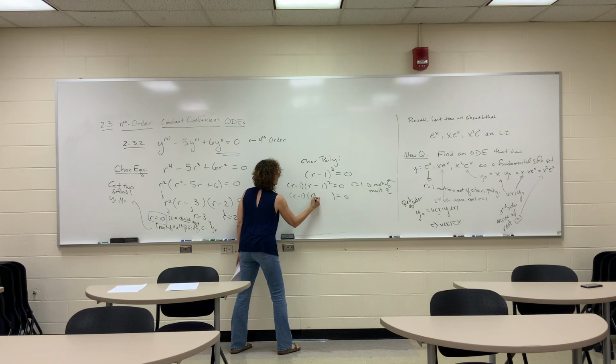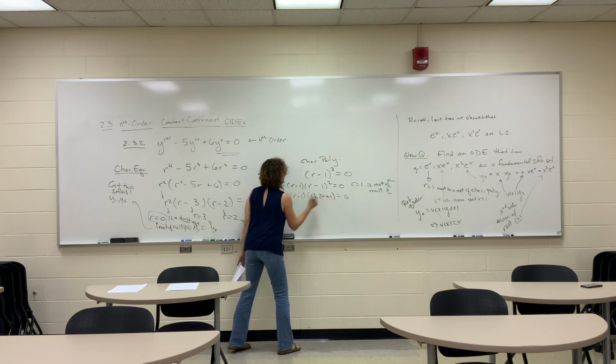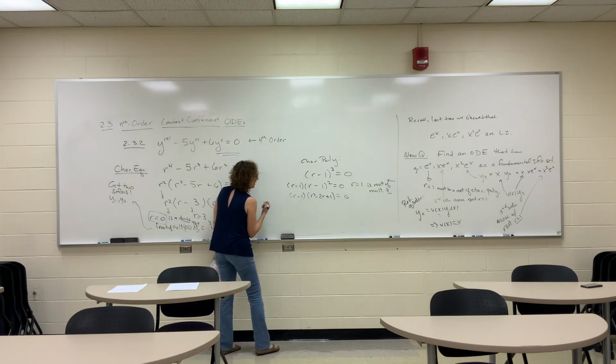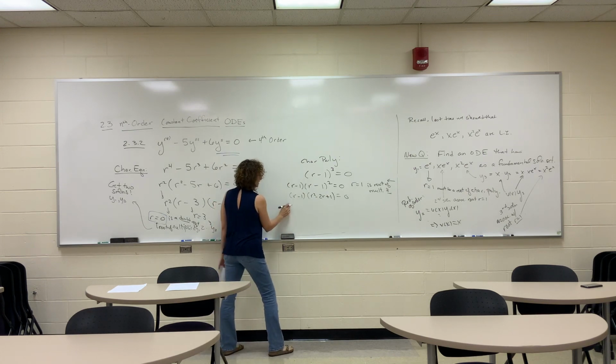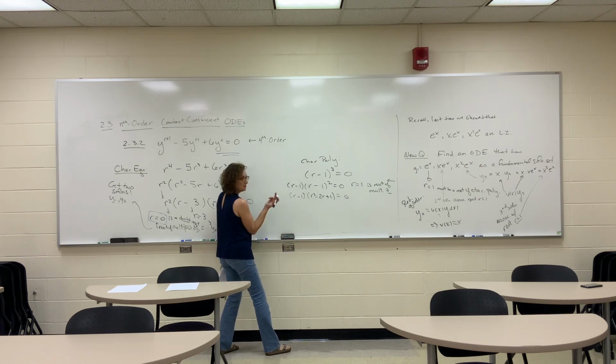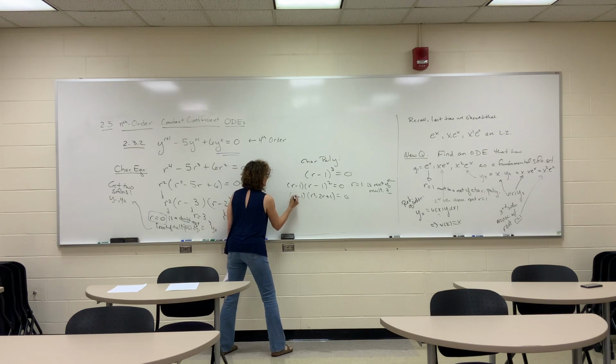Yep, r squared minus 2r plus 1, right? Yeah? FOIL. Okay, and now it's just one more step. What are we going to do? We've got to distribute this guy across all of this, and then this guy across all of this with the minus, right? It's just the distributive law, right?